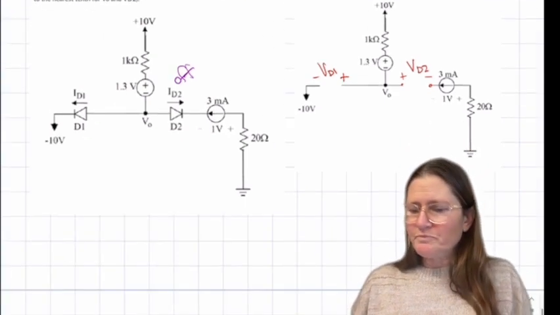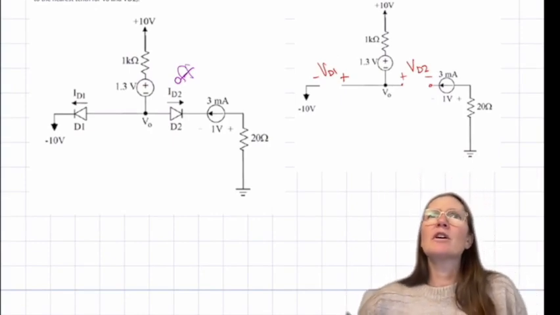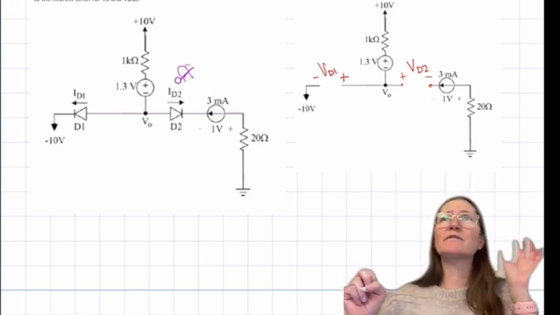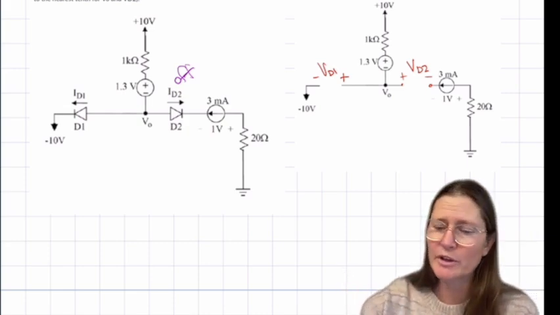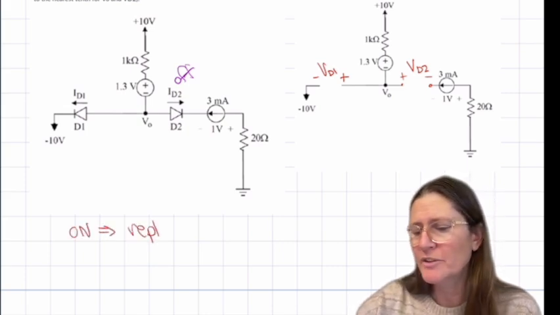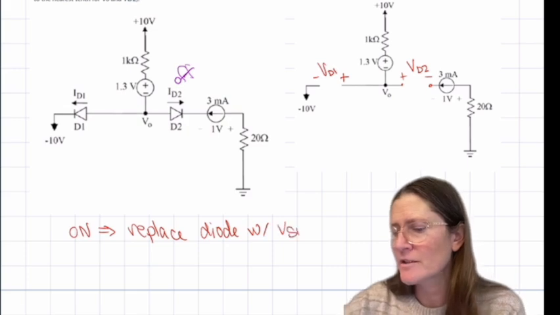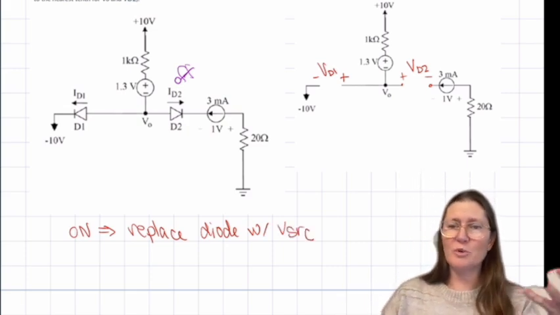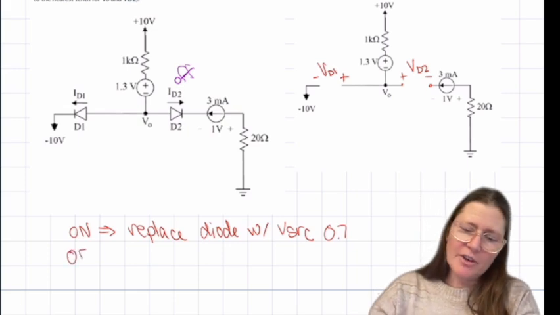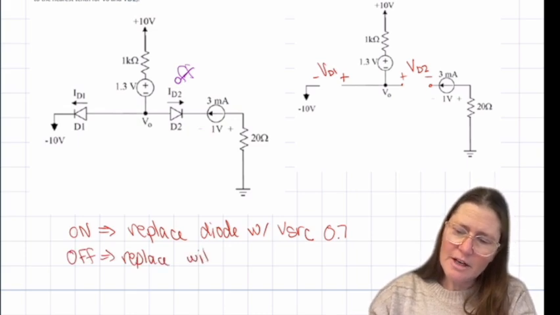Okay, so with the diode, you're making an assumption. If it's on, then you need to check it, just like we were doing with the BJTs. If it's off, then you need to do a check after you've solved the circuit. So if you assume on, what do you replace it with? Correct. The voltage source of whatever it says, or assume 0.7. And then if it's off, what do you replace it with? Correct, with an open.